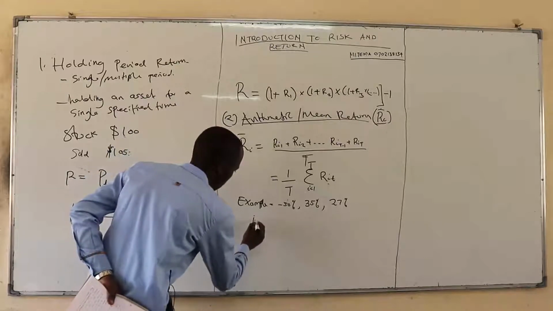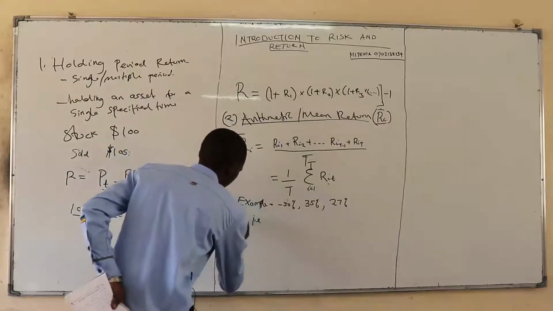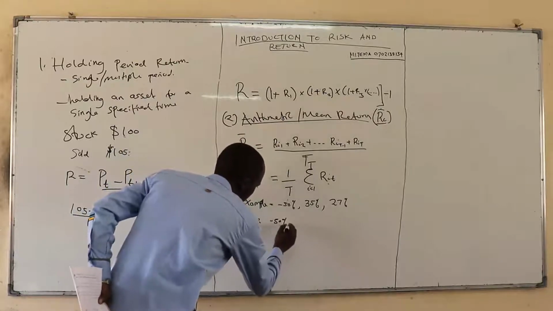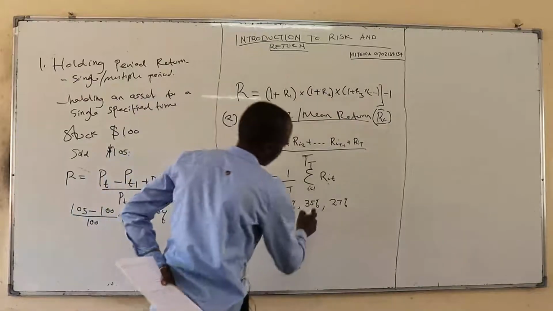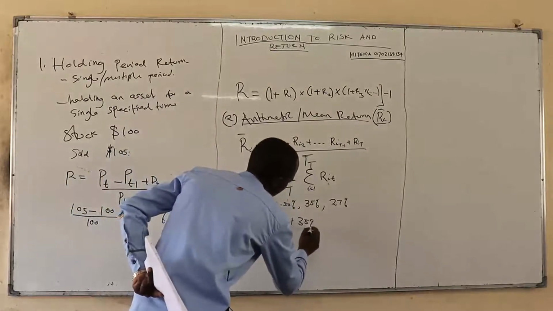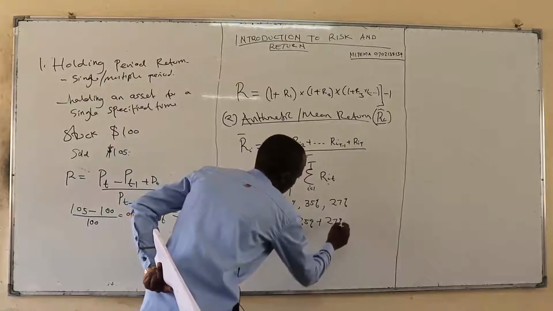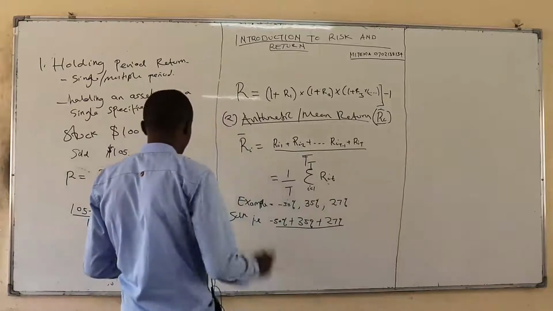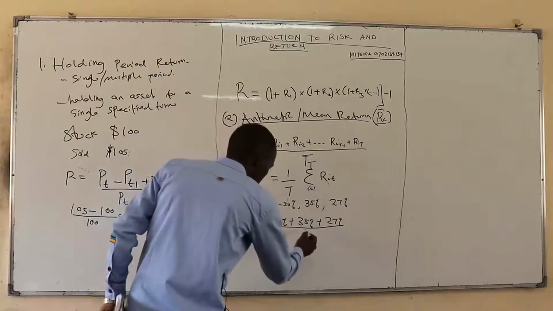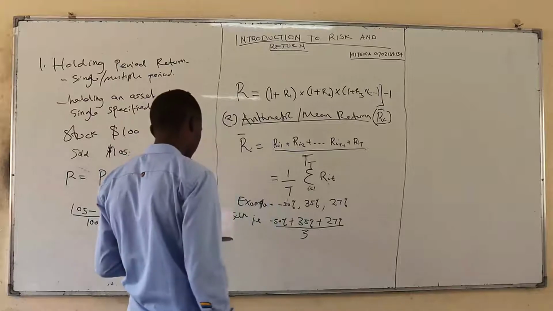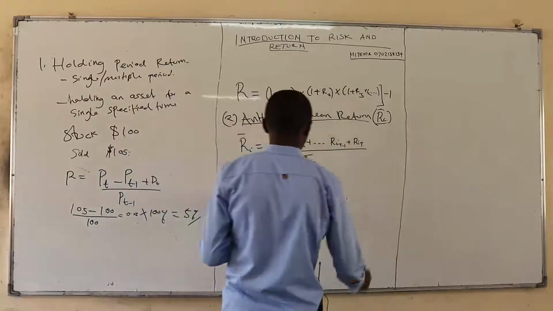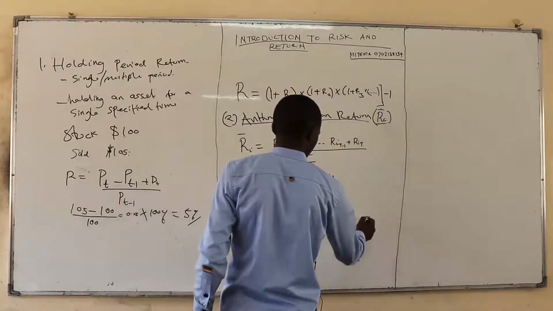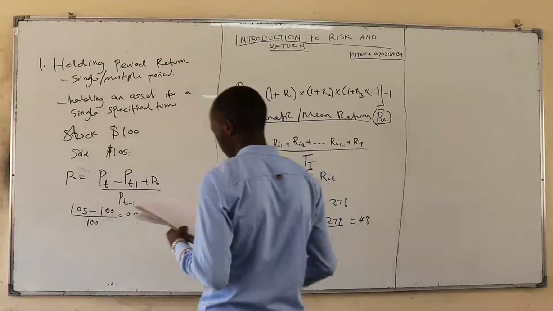Now the solution is equal to minus 50%, you add that 35%, you add 27%, and then you divide by T, where we said T is the number of periods. Now here it's 3, so divide by 3. By doing this, you find that you have approximately a 4% return.